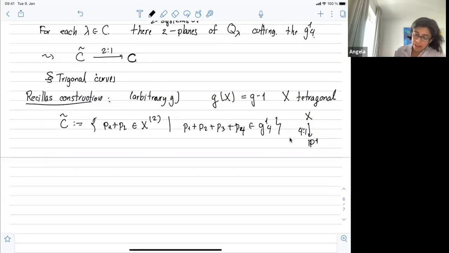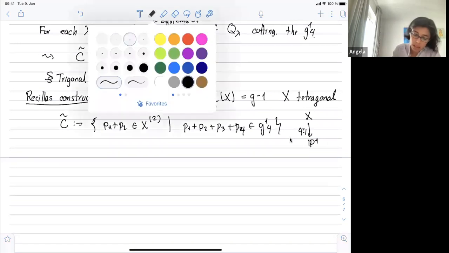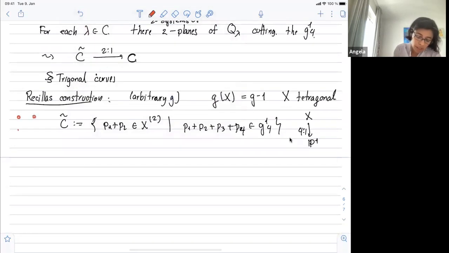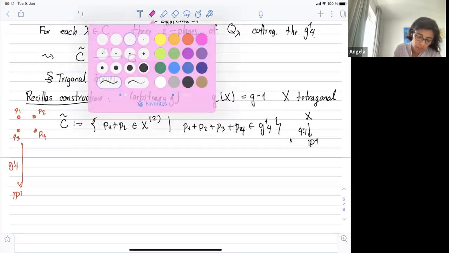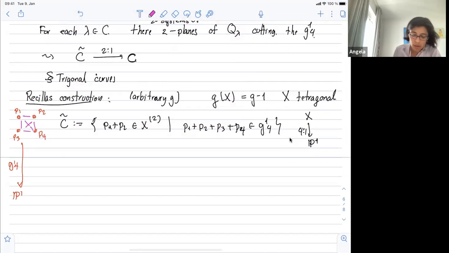Mm-hmm. And that's right. So C tilde is going to be a map 6 to 1 to P1, because you have six ways of taking pairs of points among four on order ones. So a little drawing. You have 4 points, P1, P2, P3, P4, and they're all mapped by the G1-4. So what you're choosing, pairs 1, 2, 3, 4 of the diagonals.